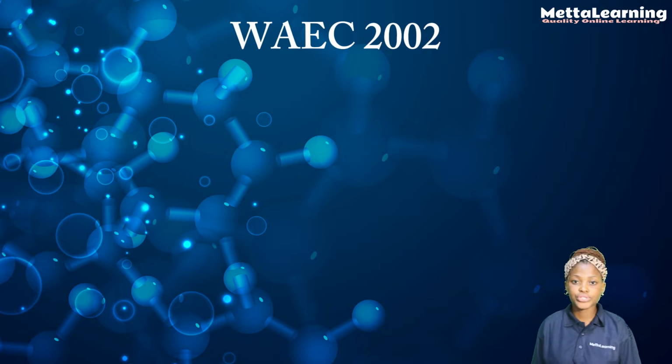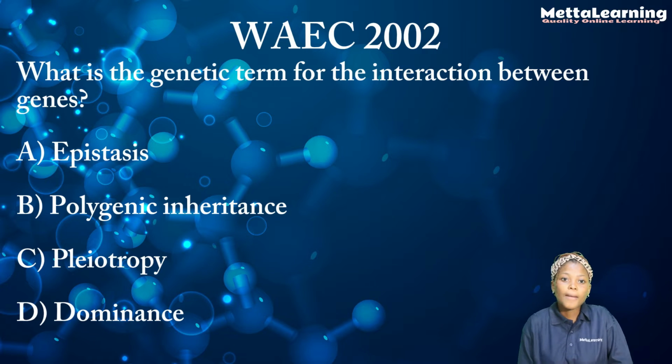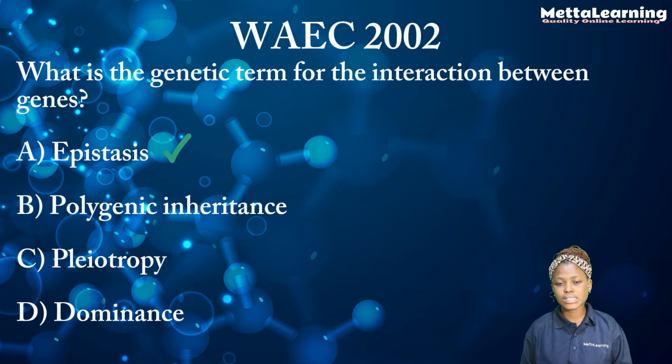2002, objective question 25. What is the genetic term for the interaction between genes? Option A, epistasis. Option B, polygenic inheritance. Option C, pleiotropy. Option D, dominance. Epistasis is the answer, and that's because epistasis refers to the interaction between genes to produce a specific trait. In other words, epistasis is a gene to gene interaction.